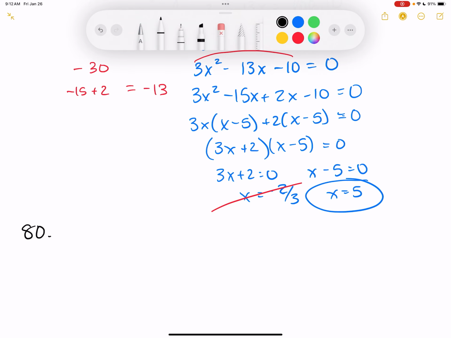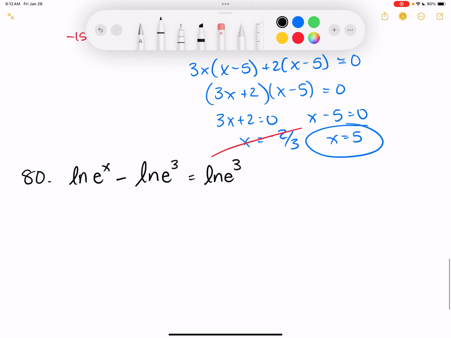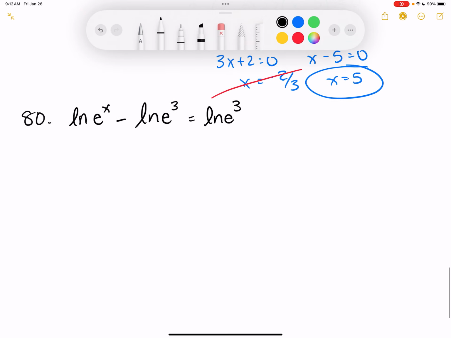ln of e to the x minus ln of e to the 3 equals ln of e to the 3. See if you can solve that one. Can you calculate for this? No.